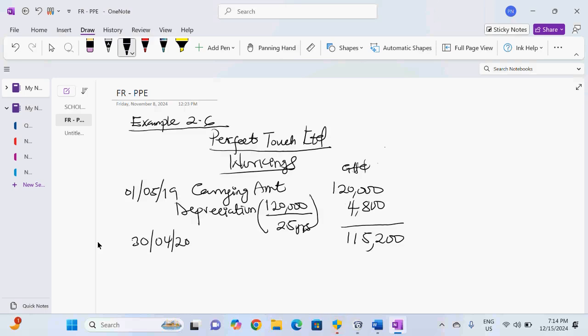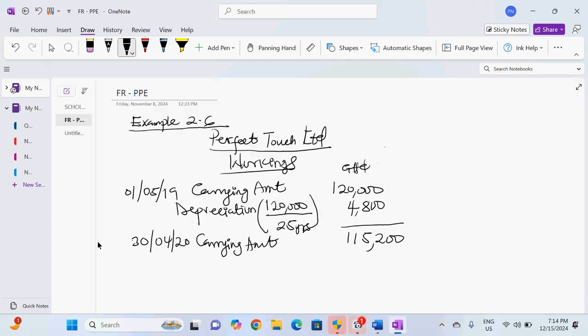That was the day that the revaluation was done. Revaluation was done on 30th April 2020. The building was valued at 105,000. So what is the current amount? Current amount as at that date is 115,200, right? So that is the current amount.